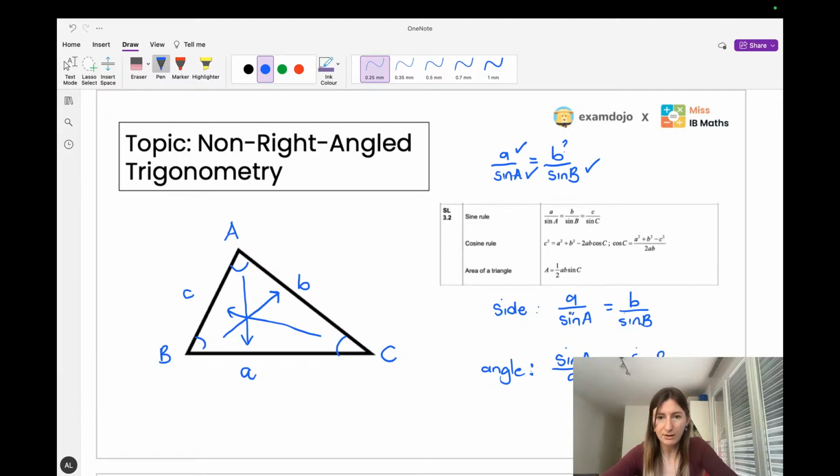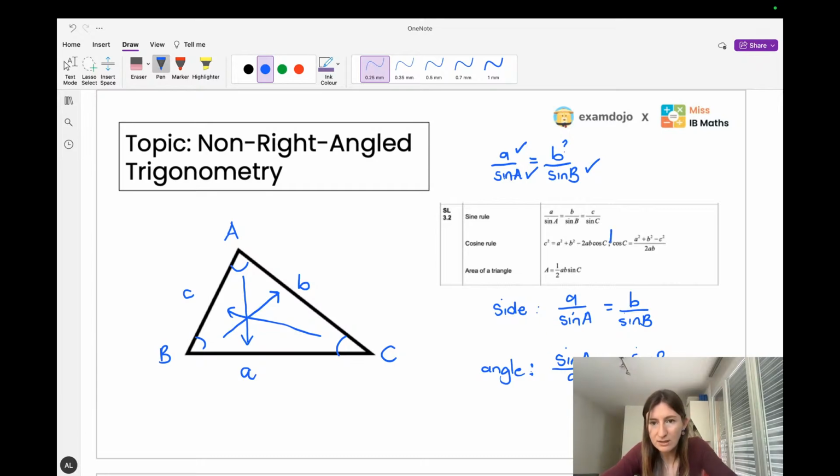So you can work out an angle like this, but it just has a few more steps, and we want to have as few steps as possible to avoid making mistakes or for time's sake. So when you're finding an angle, flip it. Whatever you want to find is what you have on top. So that's just a hint about the sine rule.